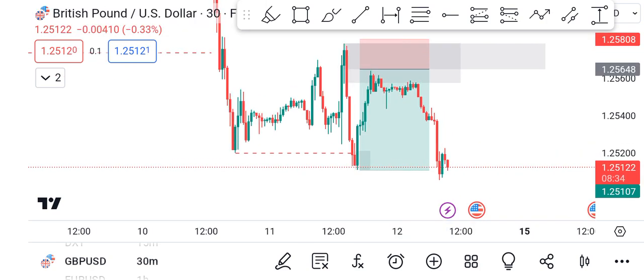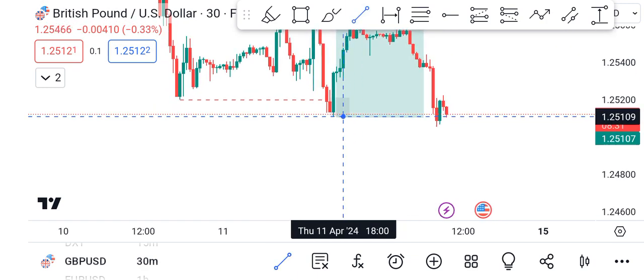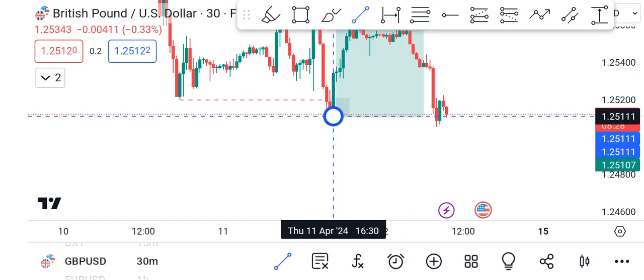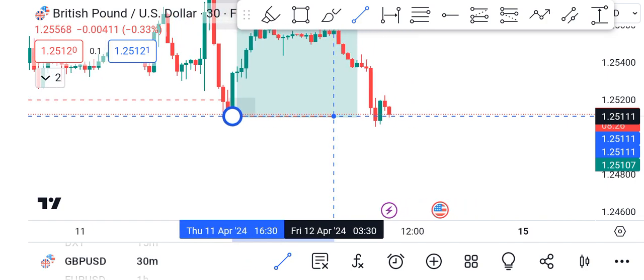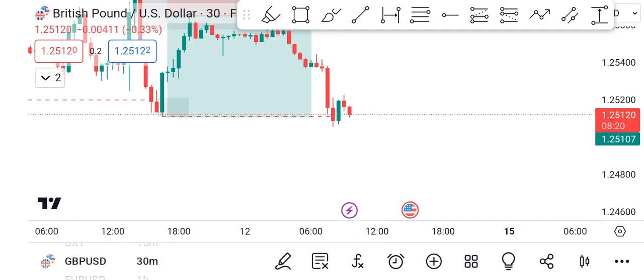But this also gave us another. So what's next now is this low. Since this low has been broken, I will actually call this a very good conviction close. So I'm going to count this as a break of structure.